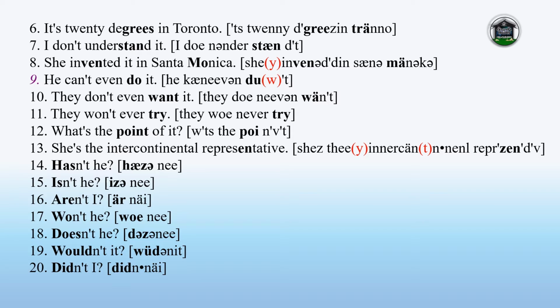14. Hasn't he? 15. Isn't he? 16. Aren't I? 17. Won't he? 18. Doesn't he? 19. Wouldn't it? 20. Didn't I?